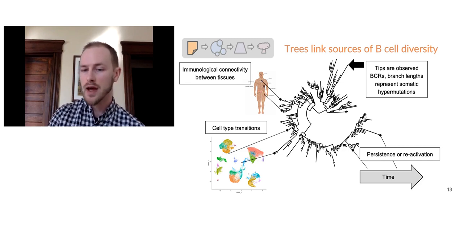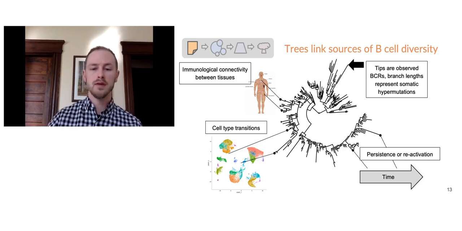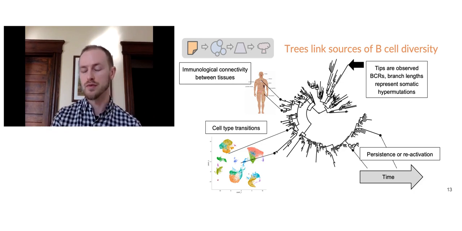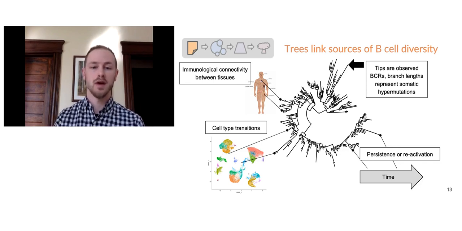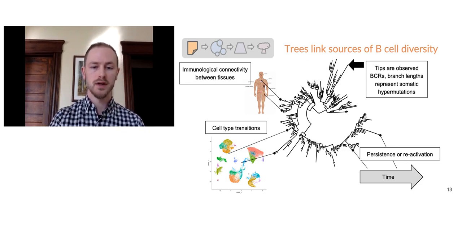And finally, if you have B cell lineage trees that are sampled at multiple time points, then B cell lineage trees can tell you about persistence or reactivation of B cell lineages and possibly their evolution over time. So for this tutorial, we're mainly going to focus on cell types.